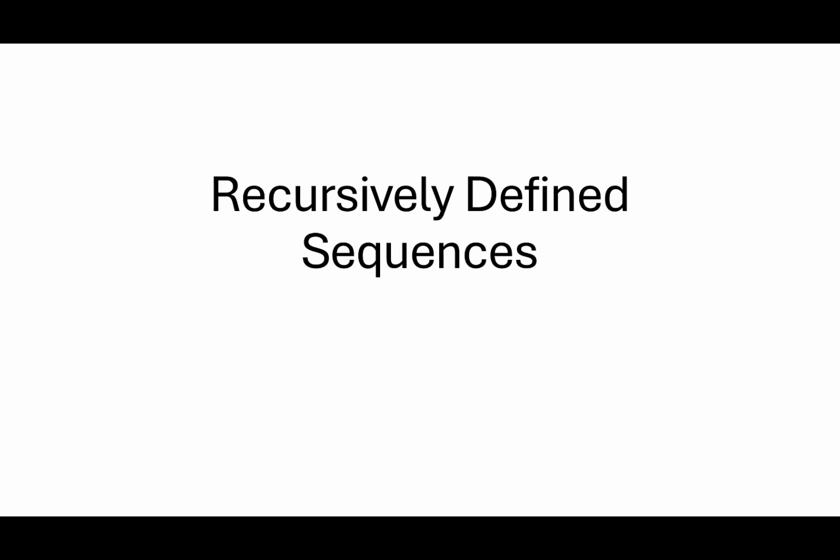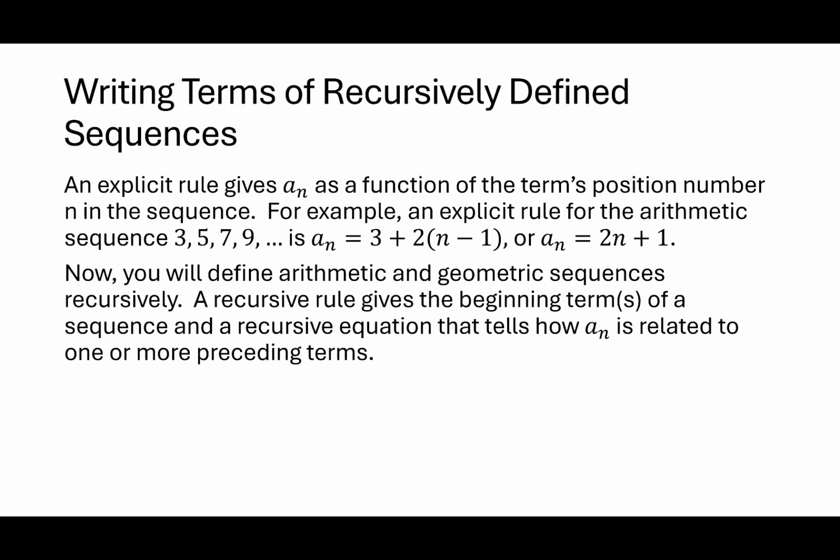All right, welcome students. We are going to be talking about recursively defined sequences. Okay, so we've seen explicit equations before. An explicit rule is going to give a of n, this function of a sequence, as a function of the term's position n. So a is kind of representing the value in the sequence and n which number within that sequence.